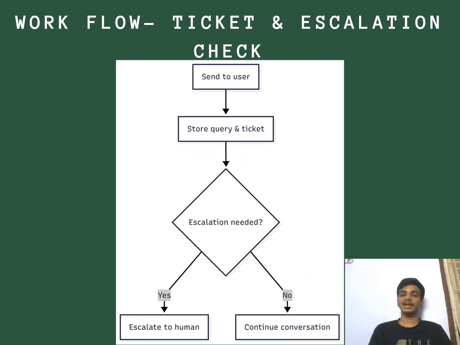This is the workflow of the ticket and escalation check. We will store the query and the response in the database, and also the generated ticket. We will check whether escalation is needed or not by checking some rules, like when urgency is high or the chat conversation between the agent and the customer has exceeded a limit. We will check such conditions and proceed to escalate or not. If all the conditions are satisfied, we will escalate it to a human. Otherwise, the bot will continue its conversation.